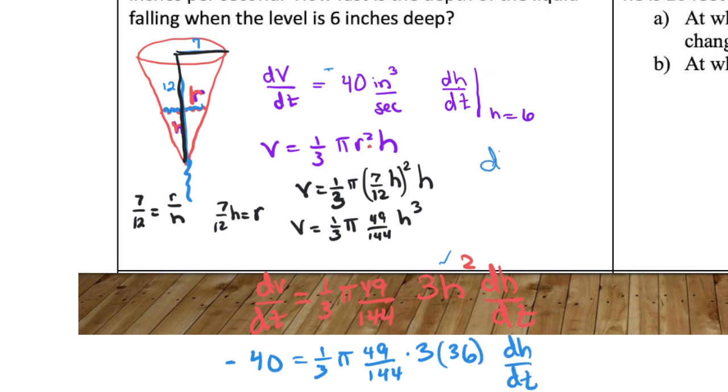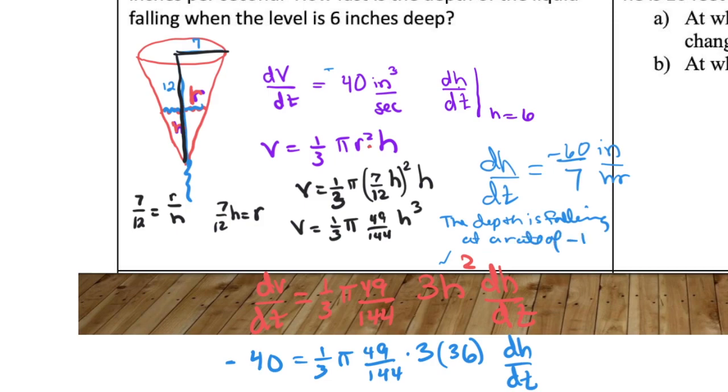Take a moment, solve for dh/dt, and what we know is that dh/dt is negative 60 over 7. Now, what's it measured in? It's measured in a height. Well, height in this problem would be inches, and time, so that would be inches per hour. You want to make certain that you answer the question. How fast is the depth of the liquid falling? You would write in a sentence, the depth is falling at a rate of negative 60 over 7 inches per hour.